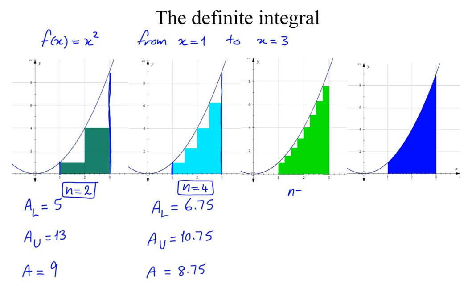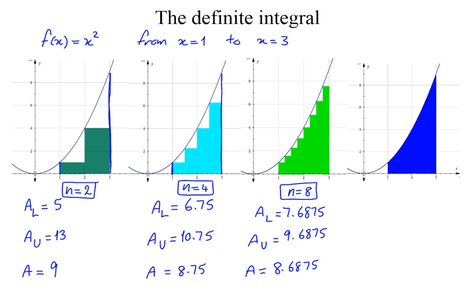Now let's consider having 8 rectangles, n equals 8. We would find that the area of lower rectangles is 7.6875, and the area of upper rectangles is equal to 9.6875, and therefore the average area is 8.6875.